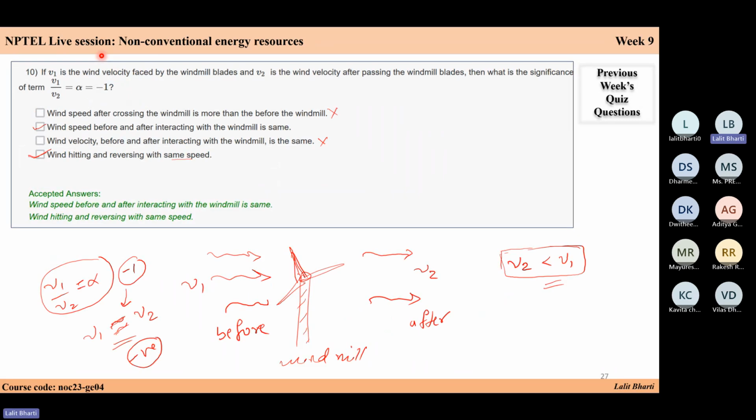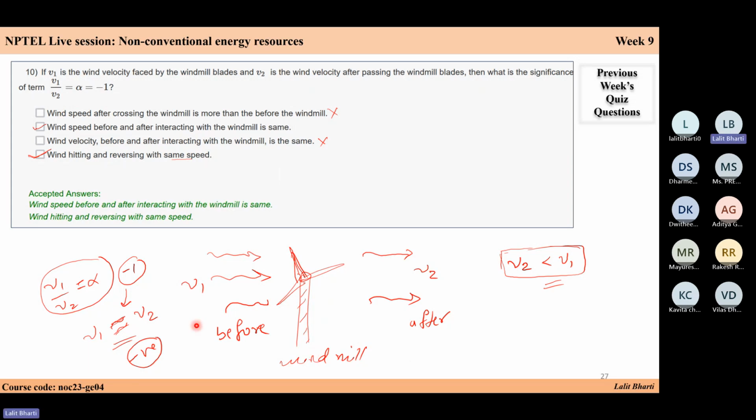Then we have the 10th question. It is again on the efficiencies or the velocities of the windmill. So we have a horizontal type windmill here. The question says: if V1 is the wind velocity faced by the windmill blades, and V2 is the wind velocity after passing the windmill blades, then what is the significance of the term V1 by V2 equal to alpha equal to -1?